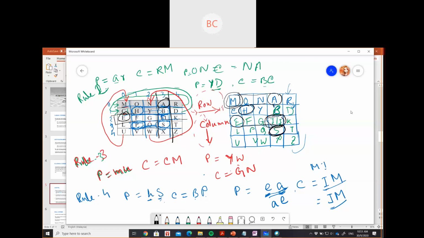Okay, S and H. So H can be replaced by, in the same row, it's B. Correct? From S you can reach B. So H will be replaced by B. Then S, for the same location P, is reachable. Right? So your S will be replaced by P. So the fourth rule is mainly based on the location of your plain text only. So if you want to make it PB, that means your plain text has to be SH.